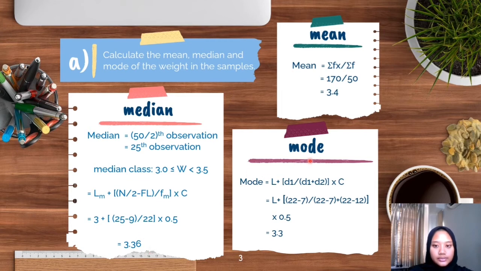Next, for mode, we use this formula. L is the lower boundary of the modal class. D1 is the frequency of the modal class minus the class before. D2 is the frequency of the modal class minus the class after.